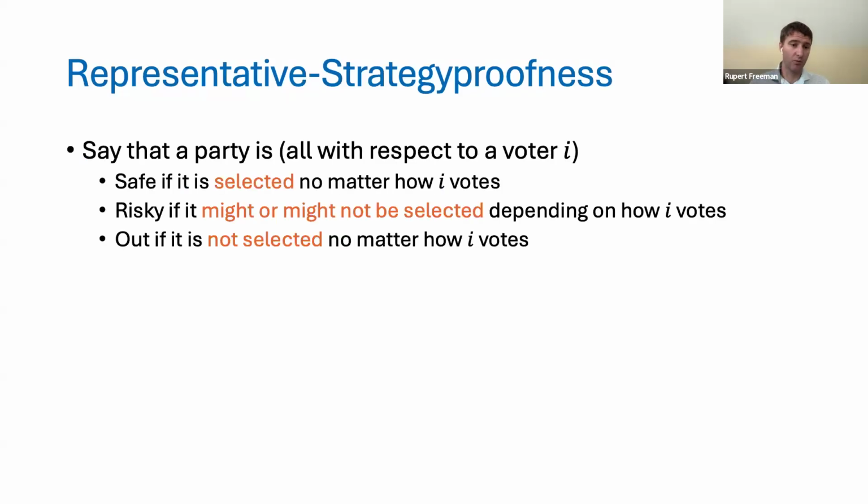So to do that, we partition the parties into these categories: safe, risky, and out. We say that a safe party is one that is selected no matter how i votes. We can think of these as parties that are known to be polling well above the threshold. They're surely going to be elected. Risky, if the party might or might not be selected, depending on how i votes. These are parties that are polling around the threshold. There's some uncertainty whether they're going to make the threshold or not. And out, if the party is not selected, no matter how i votes. These are the small parties. You don't expect these parties to be elected.